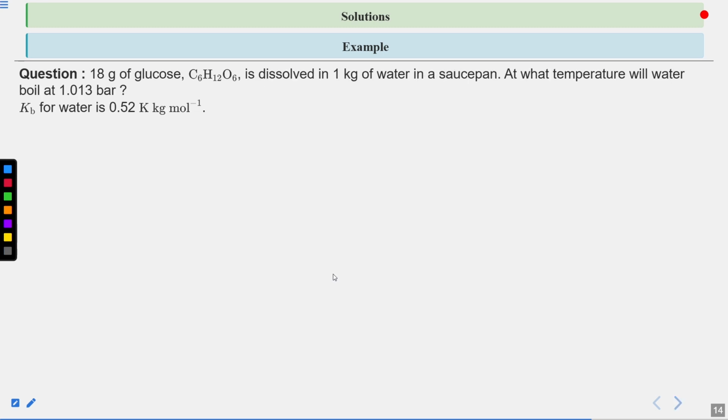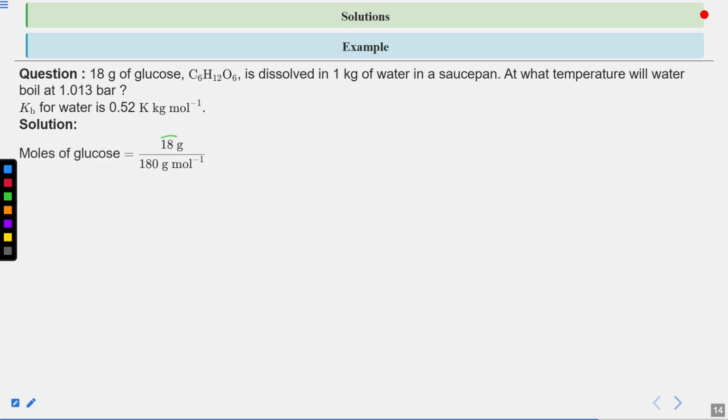Then moving on to the next question, we have 18 gram of glucose which is dissolved in 1 kg of water in a saucepan. At what temperature will it boil at 1.013 bar if the Kb is 0.52 Kelvin kg per mole? So this is an example of elevation of boiling point.